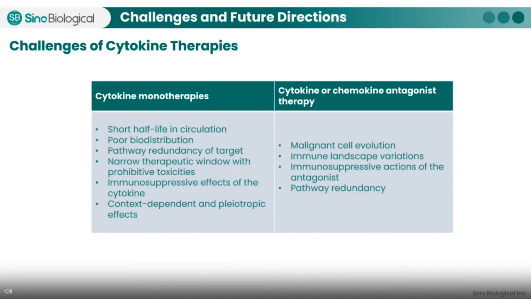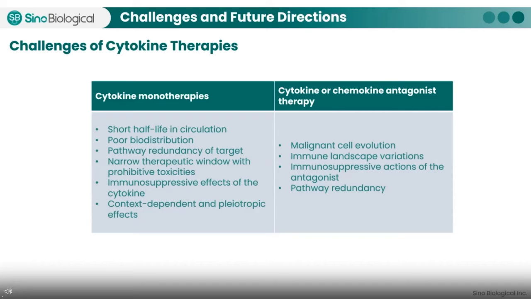The left panel lists out the different challenges posed by cytokine monotherapies, such as the very short half-life of cytokines in circulation in the body, poor biodistribution of the cytokines, and pathway redundancy of the target molecule. There is also a very narrow therapeutic window with prohibitive cytotoxicities and the other immunosuppressive effects of cytokines, along with context-dependent effects of cytokines. On the right panel is a list of challenges posed by cytokines or chemokine agonist therapies.